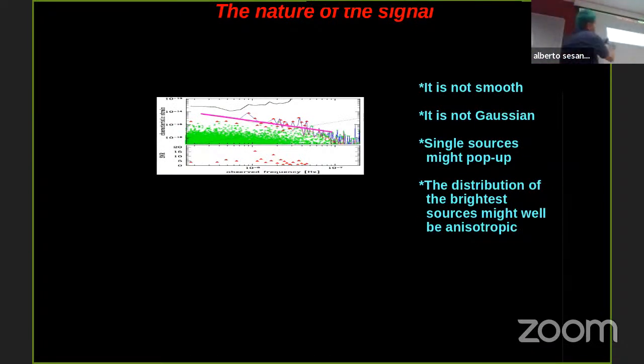This should be much bigger, I don't know what happened here. So remember the data, the signal is not actually smooth, right?